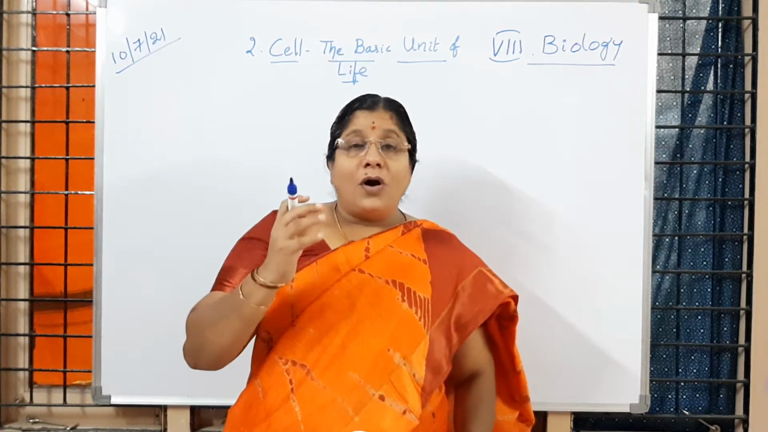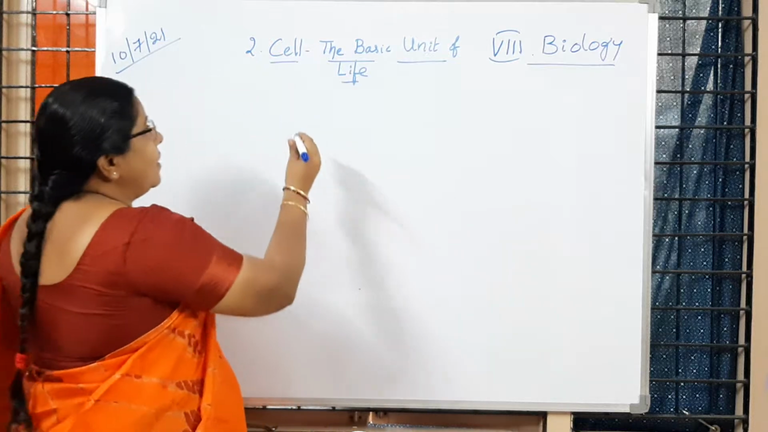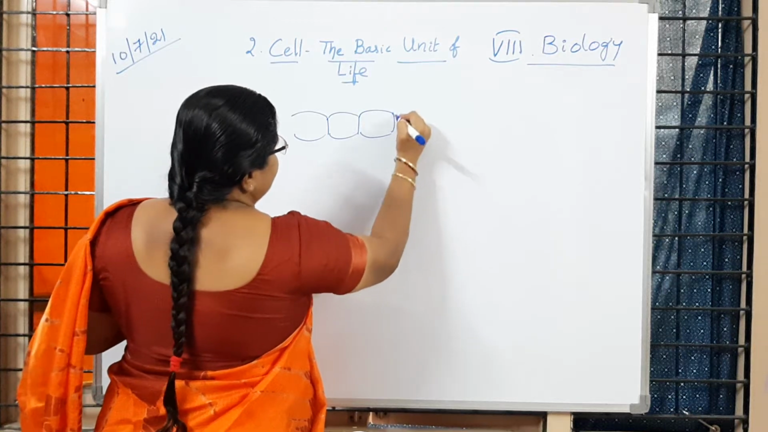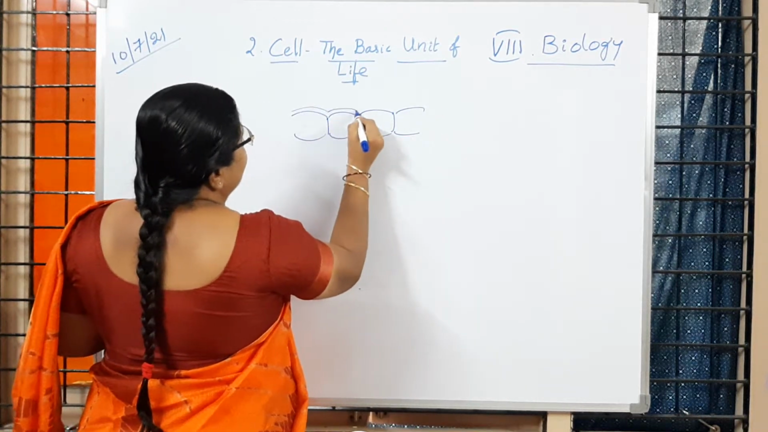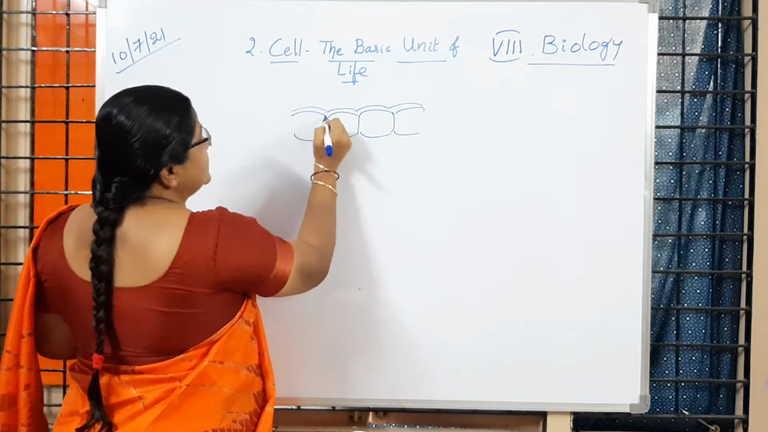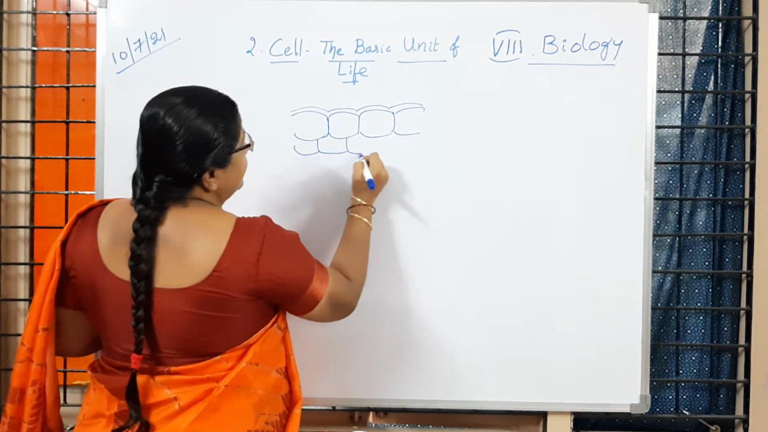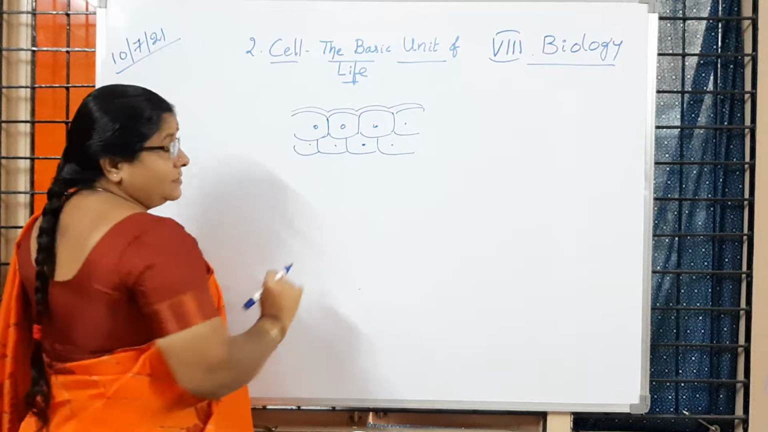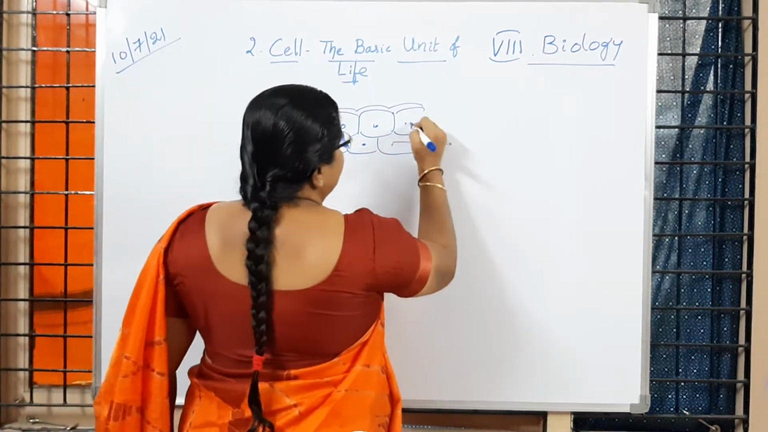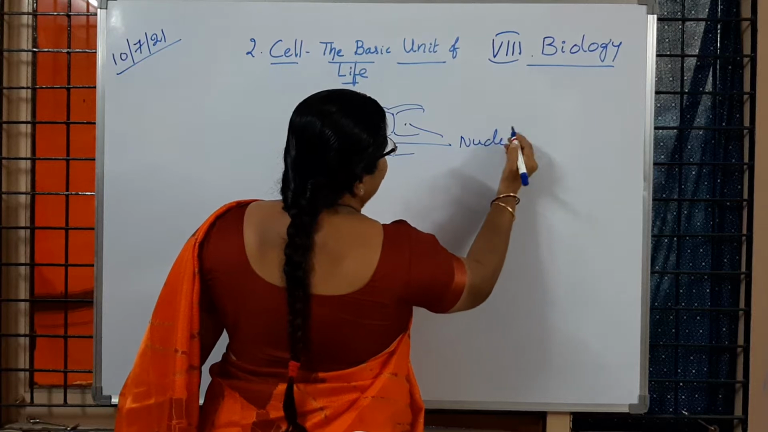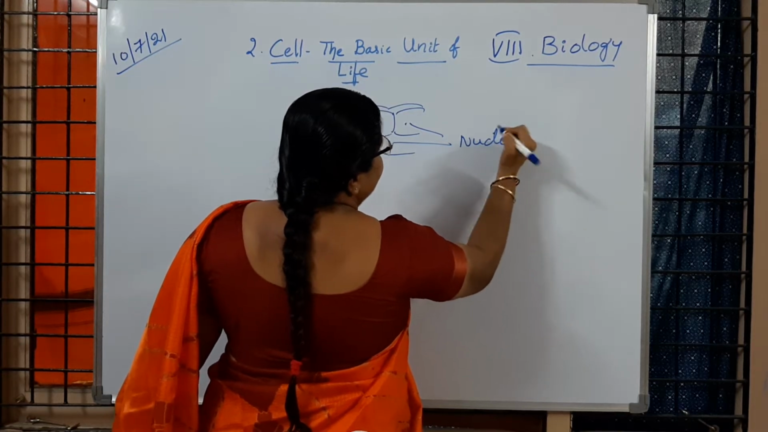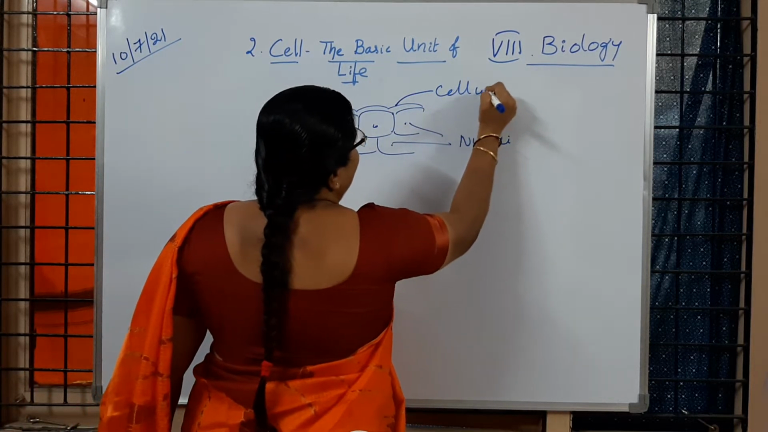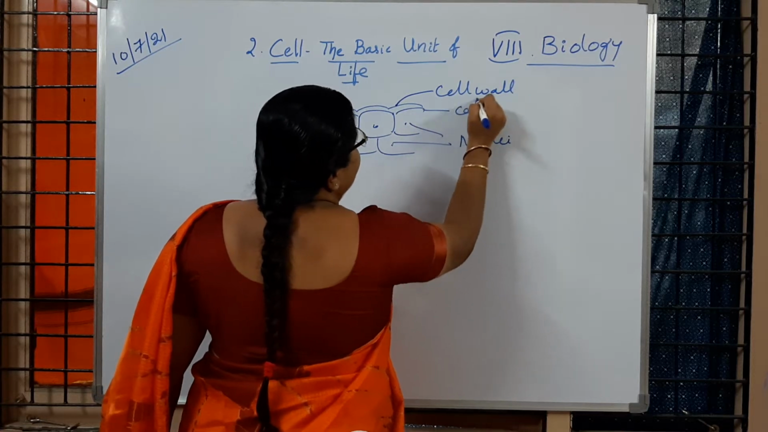Then in that, you have observed the cells arranged in rows like this, and it is covered with the cell wall, and this is the cell membrane. Then you observe structures like this, which are called the nucleus. Nucleus is singular and nuclei is plural. This is the cell wall, and this one is the cell membrane.